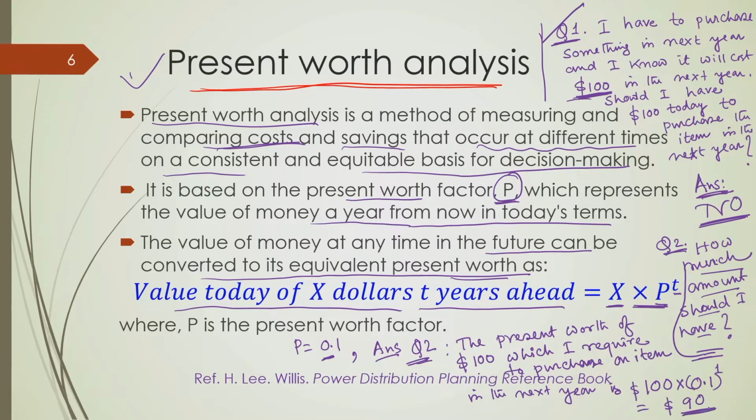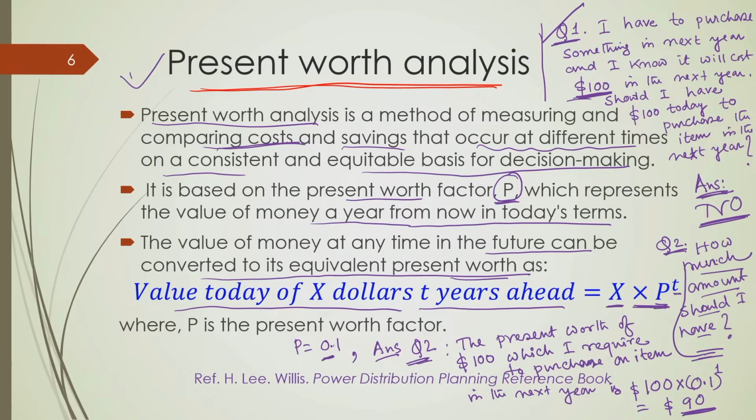So, that means, if we have $90 at this present time, and if this present worth factor is 0.9, sorry, I am sorry. This present worth factor is supposed to be 0.9, not 0.1. The present worth factor is considered to be 0.9, then I should have this $90 with me, so that I can spend it to purchase the item which will cost $100 after 1 year. So, I need not have $100 at this moment. If I have $90, it is sufficient.